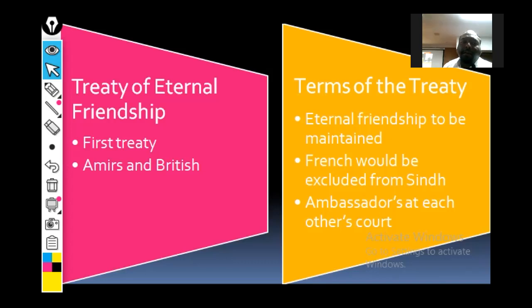So you can see that the Amirs accepted the treaty without any second thought. What was attractive for them? The attractiveness was there. British said, your ambassador can be sitting in the court of the emperor, London emperor's court, and our ambassador will come and sit in your court.